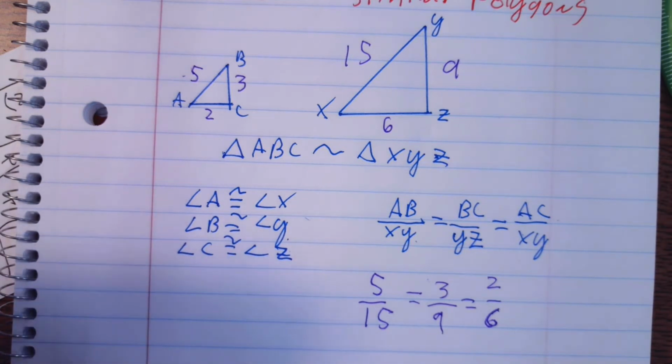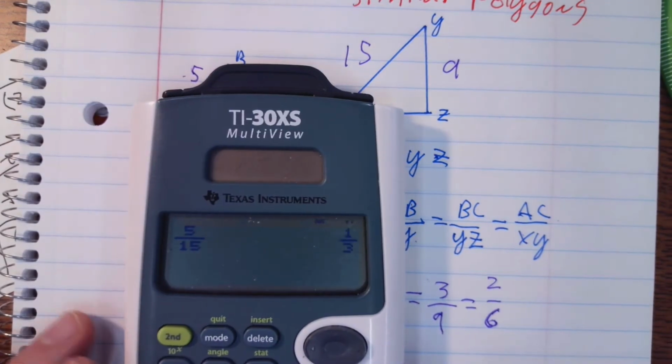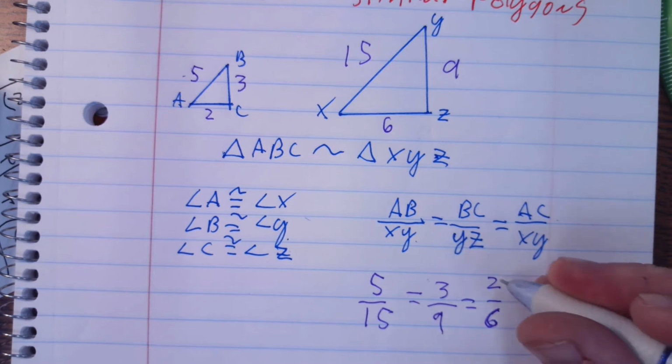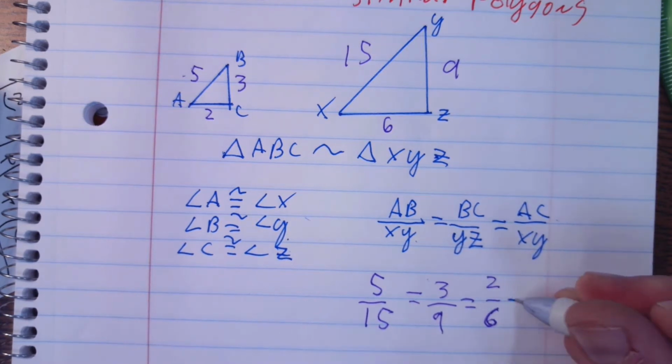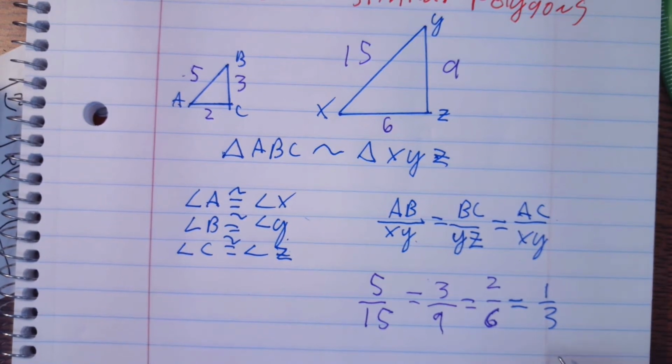Let's see what those ratios equal. 5 over 15. What does that simplify into? 1/3. What about 3 over 9? What about 2 over 6? They all equal 1/3. They all have to equal the same ratio or it doesn't work. This 1/3 has a name, and its name is scale factor. Have you ever heard of scale factor?